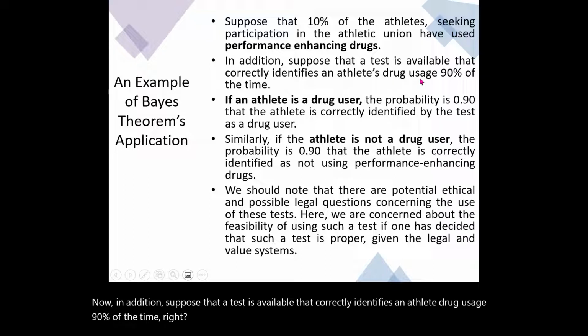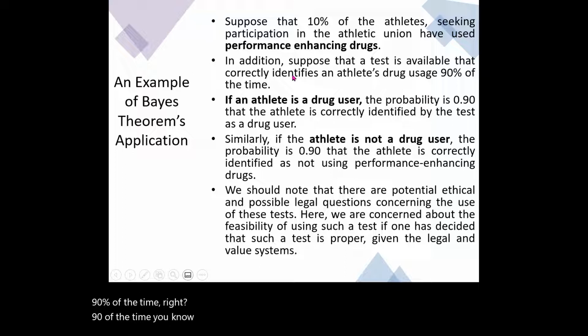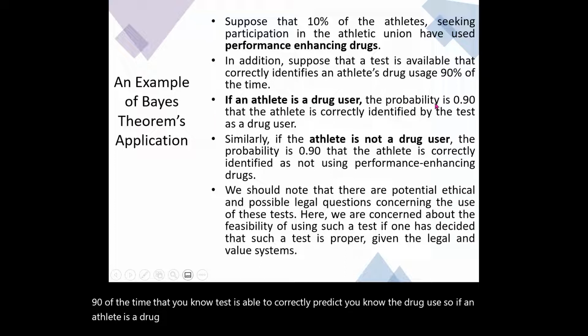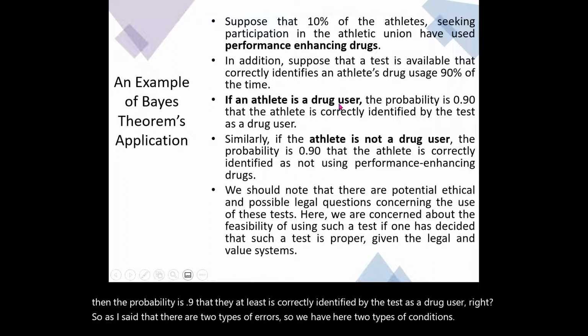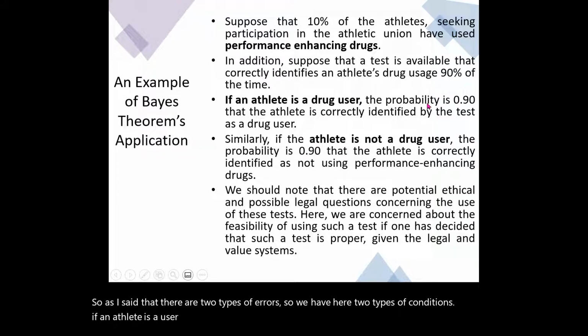90% of the time, the test is able to correctly predict the drug use. So if an athlete is a drug user, then the probability is 0.9 that the athlete is correctly identified by the test as a drug user, right? As I said, there are two types of errors, so we have two types of conditions. If an athlete is a user, then what's the probability of a correct decision?